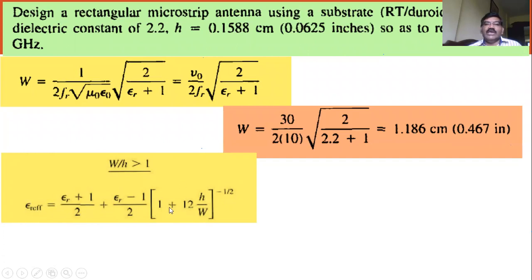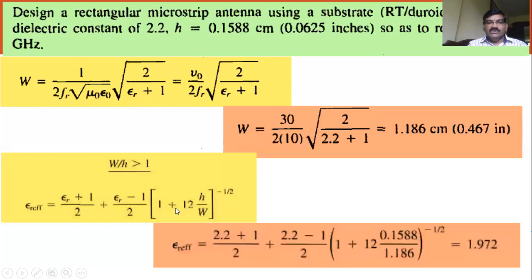What is the formula for the effective dielectric constant? This is the formula. Epsilon R, H and W are with us, W we just calculated. Using these three parameters, and provided the W by H ratio is greater than 1, you can verify W by H. W is 1.168 and H is 0.1558, so it is far greater than 1. Generally the height is very small compared to W. So it is verified, and we can utilize this formula.